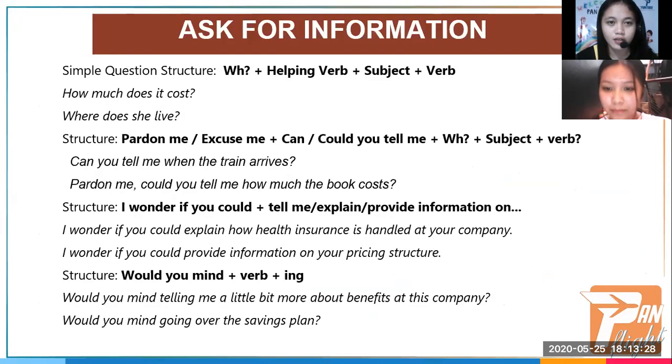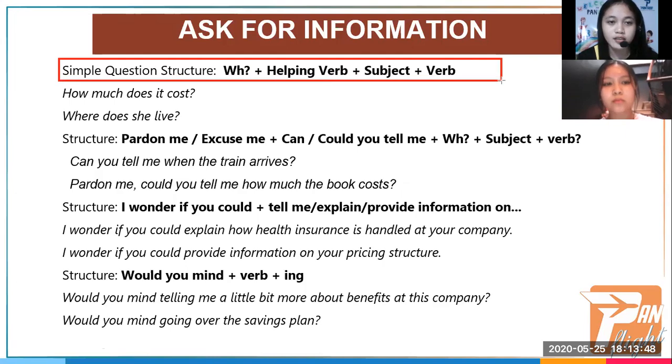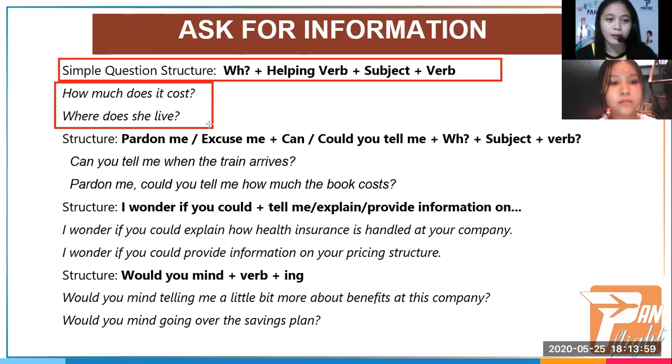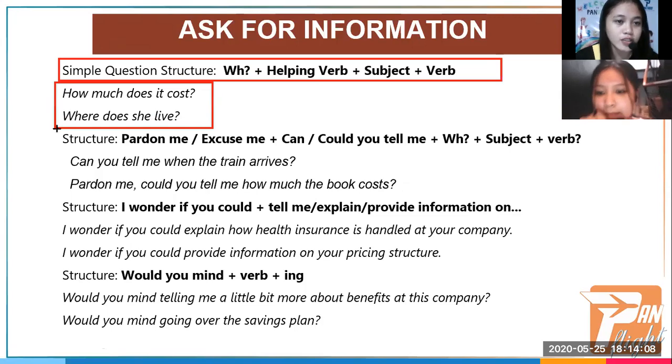So these are the ways of asking for information. The first, okay, wait. Can you see it on your screen? Yes, I can see. The simple question structure: first the WH word, plus the helping verb, plus the subject and the verb. Here's the example. Can you please read the example? How much does it cost? Where does she live? Okay, so that is the first structure.